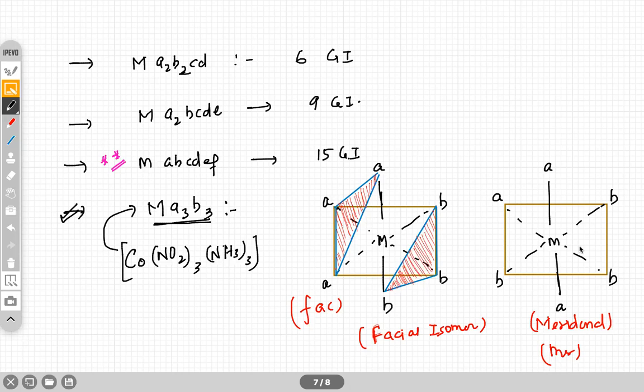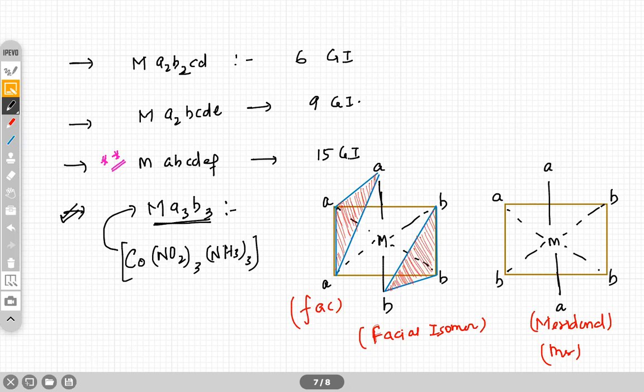Why do we call it meridional? That is not required, but it says the ligands are present at the meridian of the octahedron, hence it is meridional, nothing much. Okay? But you should know how to write down the facial or meridional isomer. That is what I explained. All at 90 degrees, two at 90, one at 180.